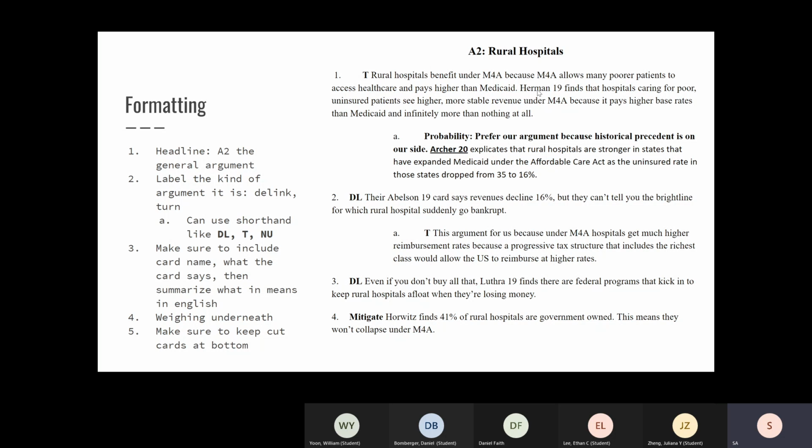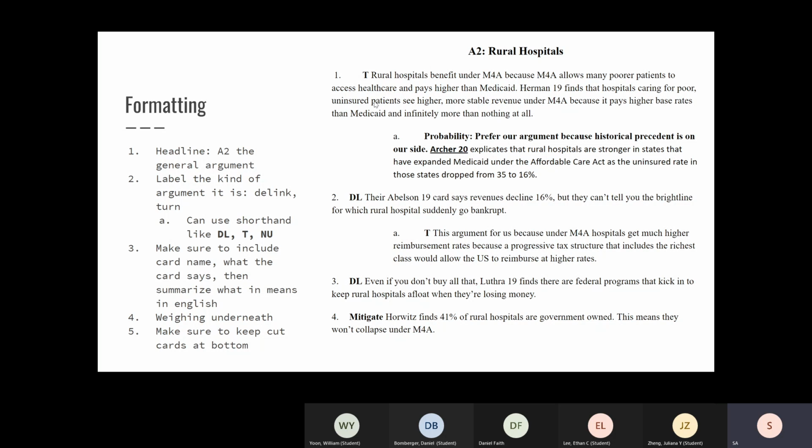So after your card or before your card, somewhere in your response, you want to summarize what the evidence means in English, right? So rural hospitals benefit under M4A because M4A allows many poor patients to access healthcare and pay higher than Medicaid. So that makes more sense than the card itself. Although, of course, for y'all, this is probably still super confusing because you don't know what any of this means, probably. But you want to make sure you summarize the arguments in one sentence.